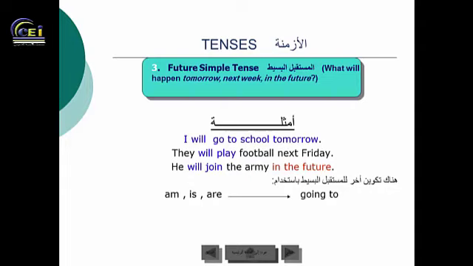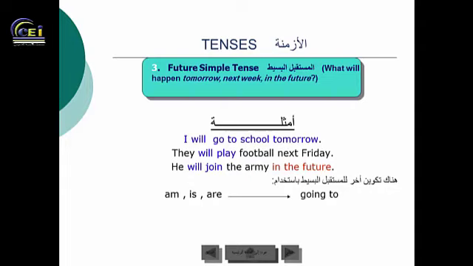They will play football next Friday. This sentence is in the future because of will plus infinitive, and next Friday is a key word in the future. The third sentence in the future simple tense: he will join the army in the future. The sentence is in the future because of will plus infinitive, and in the future is the key word.